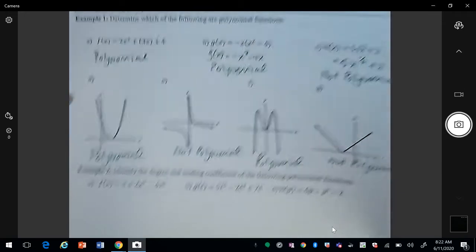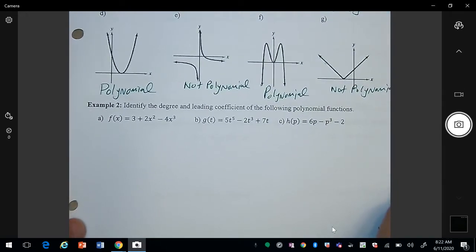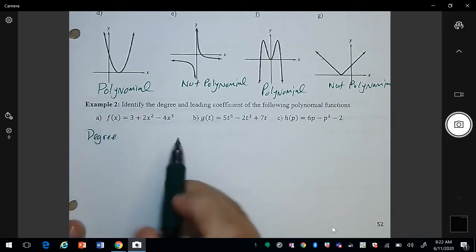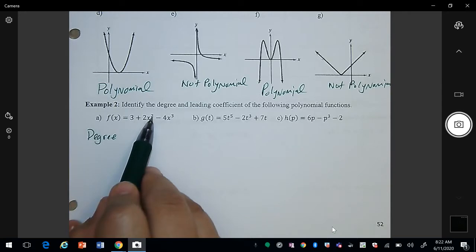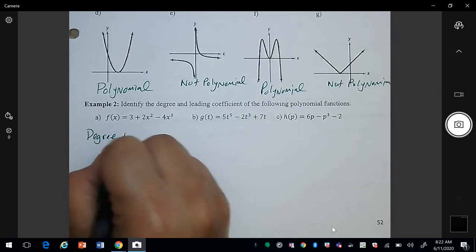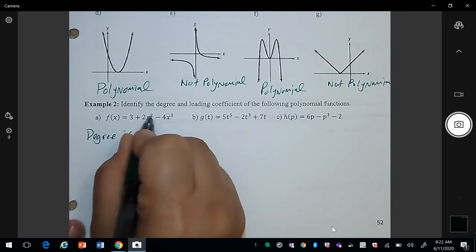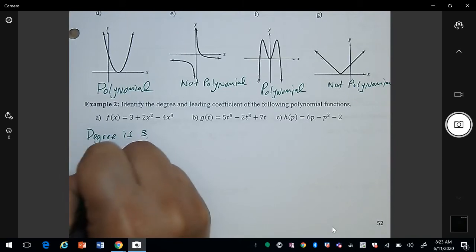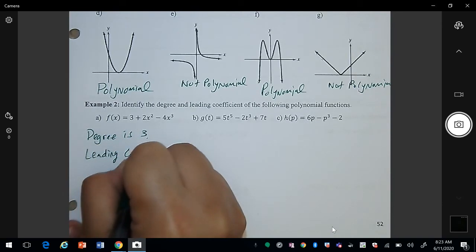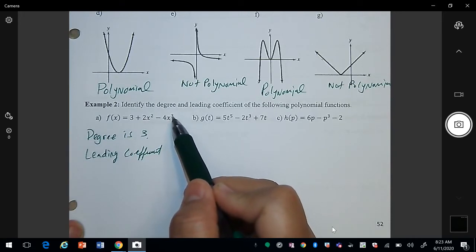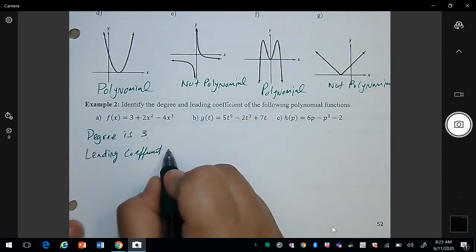Okay. Example 2: identify the degree and leading coefficient. The degree of the polynomial is the highest exponent of a variable. This term has an x squared. This one has a 3. So the degree is going to be 3, since 3 is the highest of 2 and this one over here. The leading coefficient is the number in front of the term that has the degree, the highest exponent. So this has the highest exponent, so our leading coefficient would be negative 4.